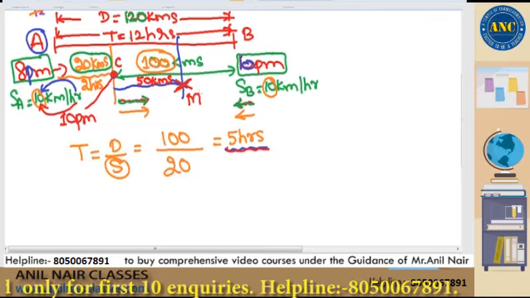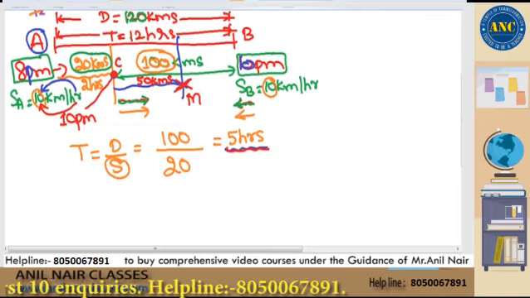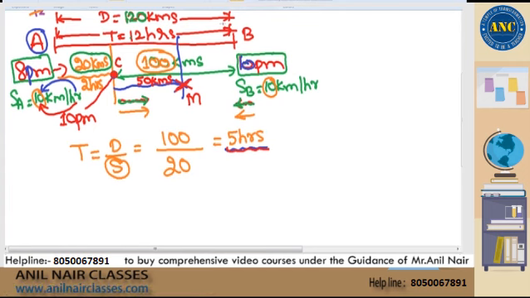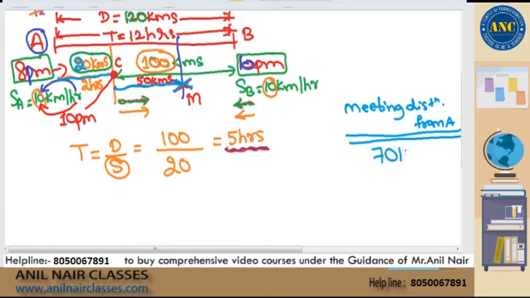Your question is: at what distance from A will they meet, right? According to my assumption, the meeting distance from A is nothing but this 20 is covered, again 50 is covered, then it is meeting. According to my assumption, meeting distance from A is 70 kilometers.